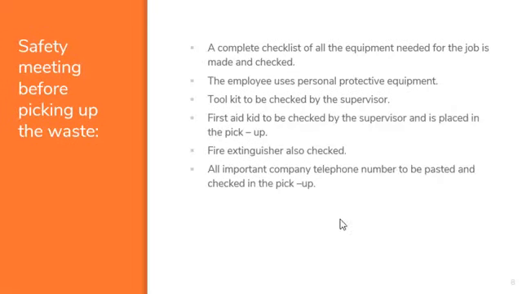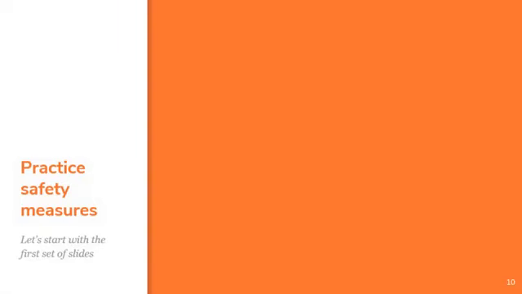Yan. Safety meeting before the pickup of waste. Okay, you have to have your checklist. The employee uses proper PPE. Then the toolkit should be checked also. First aid kit should be checked. Fire extinguisher. So these are all things that you have to check before the safety meeting before picking up the waste. Now we go to the practice safety measures.